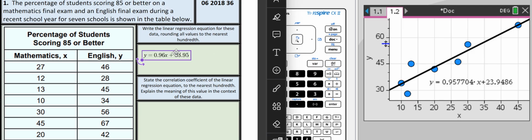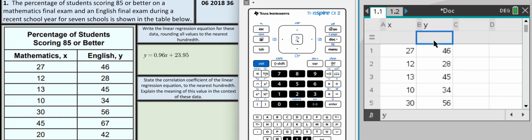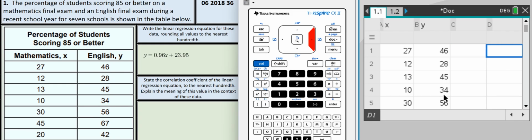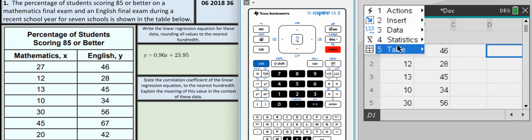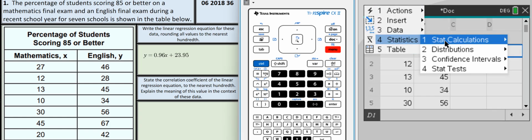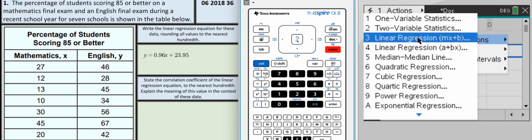So we've solved this. And now we want to state the correlation coefficient of the linear regression equation to the nearest hundredth. So for that, we want to go back to our original page, 1.1. Go over here to the D1. And then we want menu, 4, 1. This one, as we've seen earlier, right? Linear regression. We're doing regressions. This is in y equals mx plus b form.